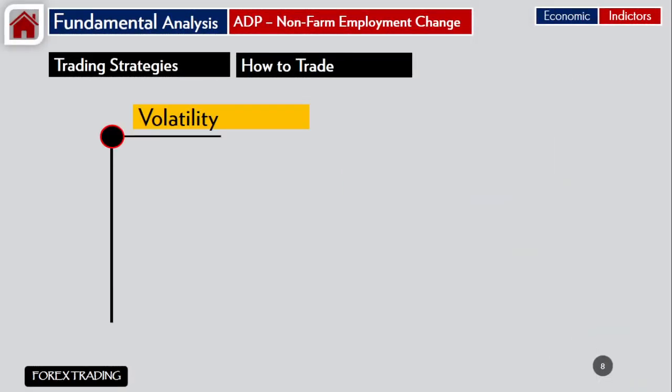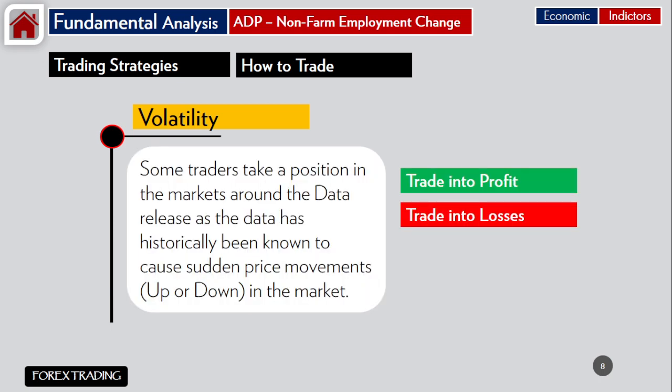And traders can use this data as an important standard or yardstick for analyzing their spread betting or CFD trading strategy. So how do we trade? When the data comes out, you can expect volatility in the market. The prices can go up and down, and you can either trade into profit or trade into losses. So you have to tailor your strategy accordingly.